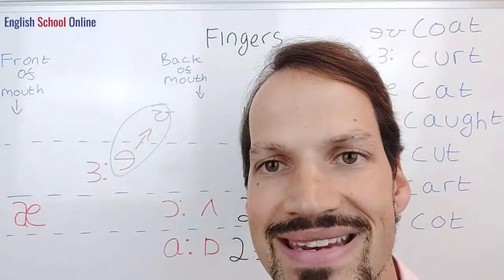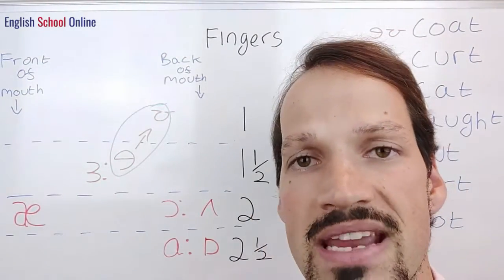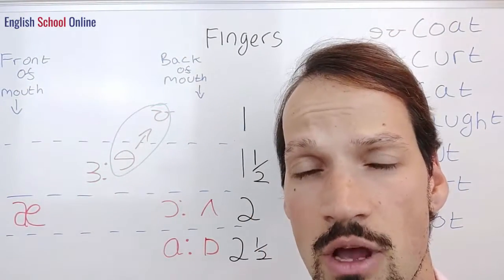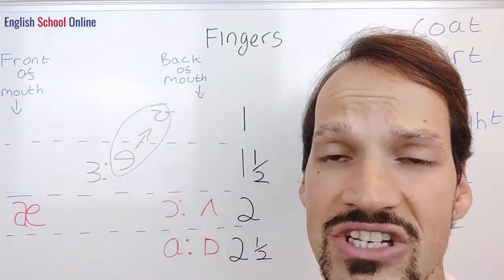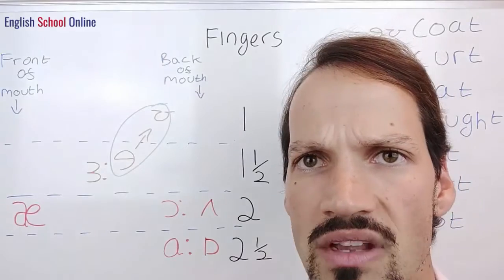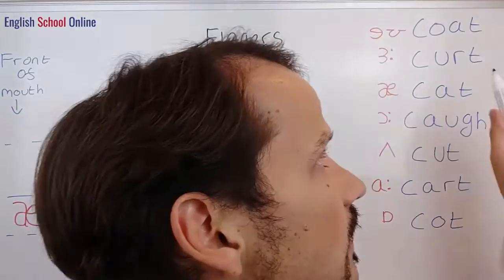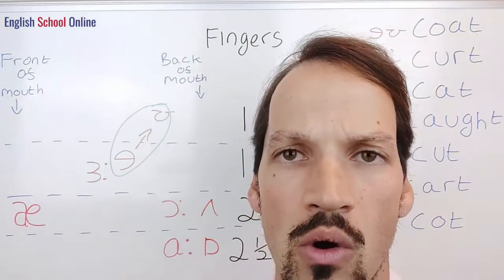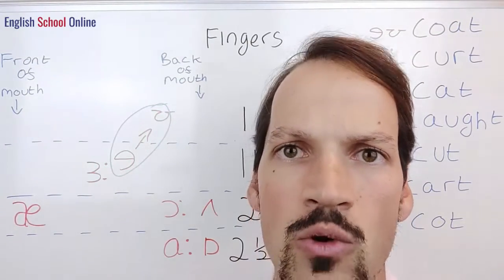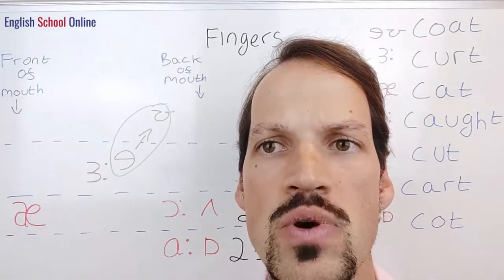This is a diphthong, which means that it's made of two vowel sounds that are put together to form a new vowel sound where you're actually transitioning as you make it. So with coat, and this sound applies to no or go or so, it's the O diphthong.